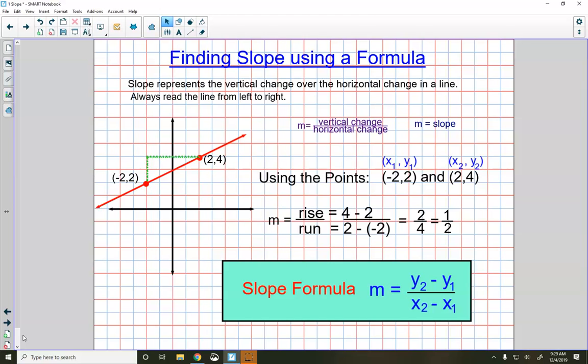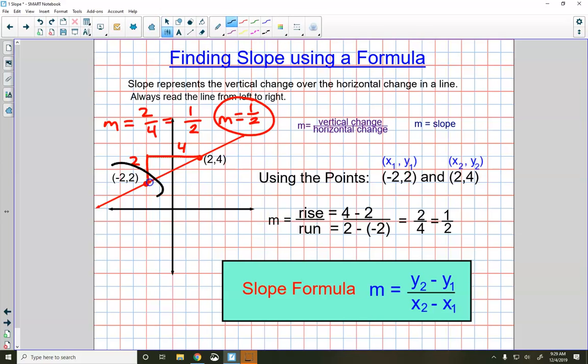So we have the slope right here of this red line. We know that the vertical change is positive 2. The horizontal change is positive 4. We learned yesterday that that means the slope is 2/4, and we reduce it to 1/2. So the slope of this line is 1/2. Well, there's a mathematical way to do this. We can take those coordinate points of (-2, 2) and (2, 4), and we can use the slope formula.